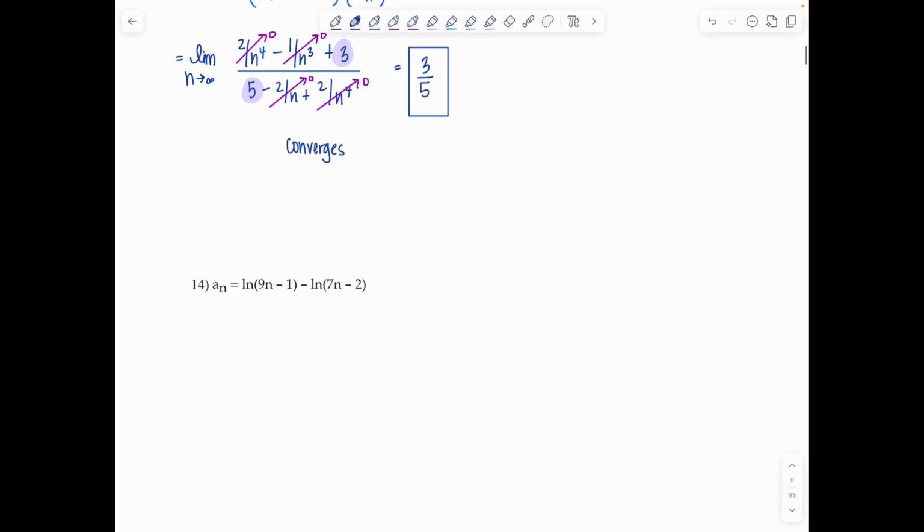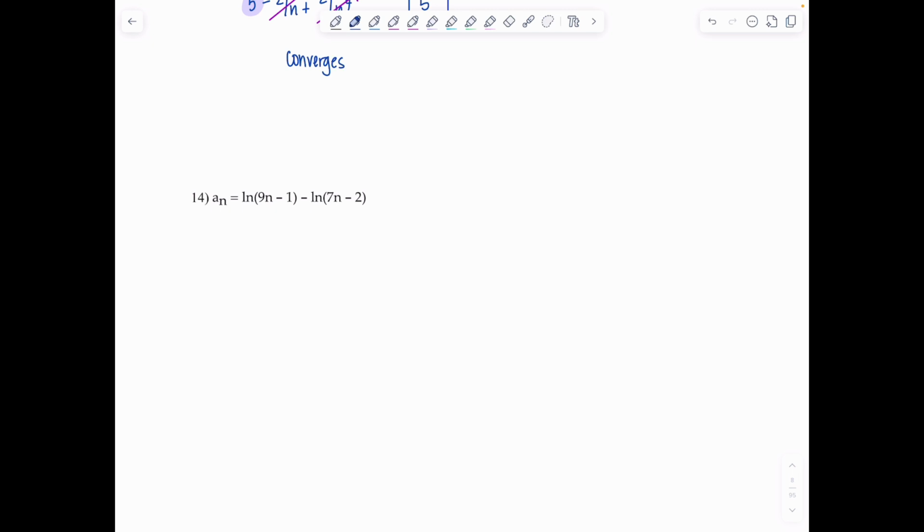Okay, here's another one. A sub n equals natural log of (9n minus 1) minus natural log of (7n minus 2). So again, start off, take the limit as n approaches infinity. As n gets very, very large, this is going to approach infinity. This will too. Hopefully you remember the graph of natural log. As the input gets very, very large, natural log also approaches infinity, right?